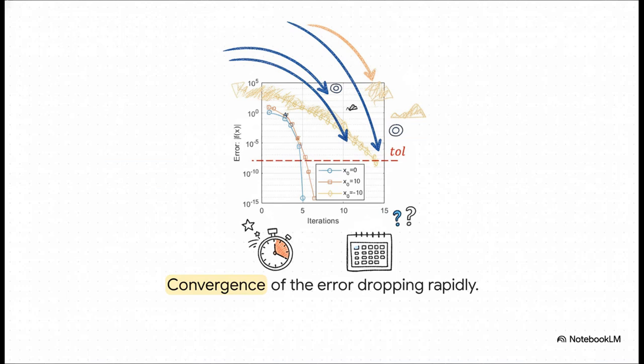Now, you might be wondering, how fast is this? Well, when you have a good starting guess, the error drops exponentially. It's wild.